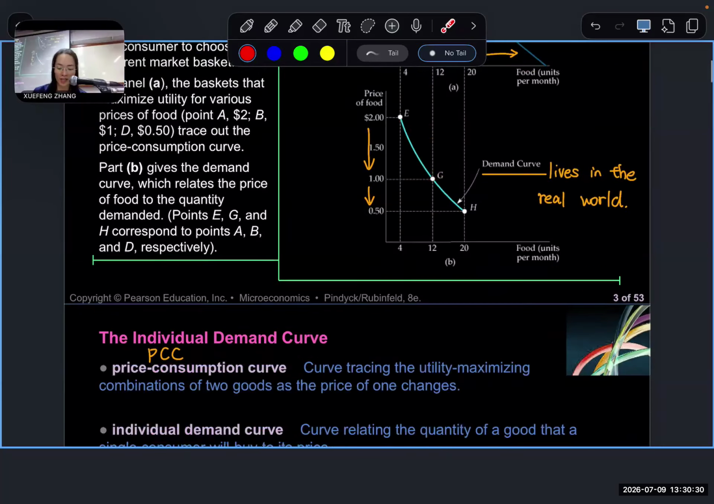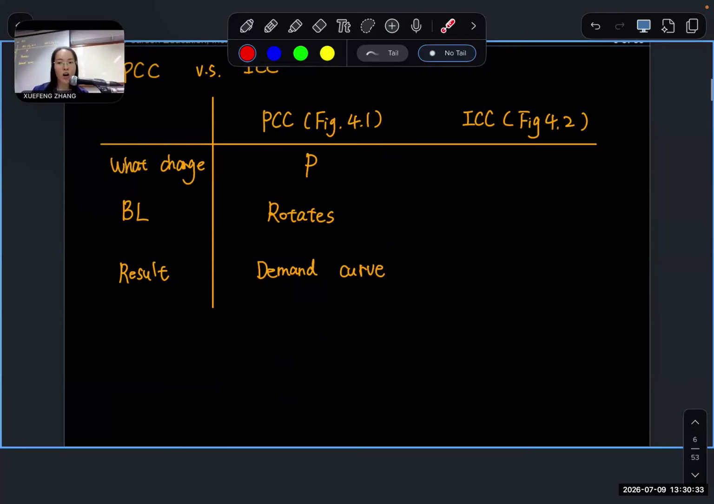This is when price changes. Next, if income changes, which is ICC, here I just use I. You should be familiar with those abbreviations: P means price, I means income. If income changes, the budget line will shift outwards parallelly. In this case, what will happen? The demand curve shifts right.